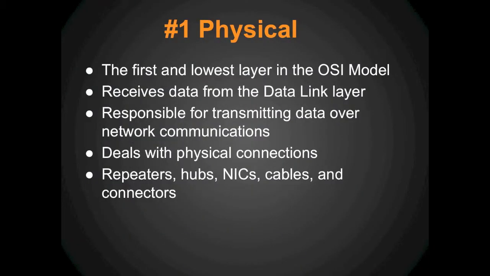The physical layer is the first and lowest layer in the OSI model. The physical layer receives data from the data link layer. This layer is responsible for transmitting data by converting a signal from one form to another so it can be physically transmitted over a communication channel.